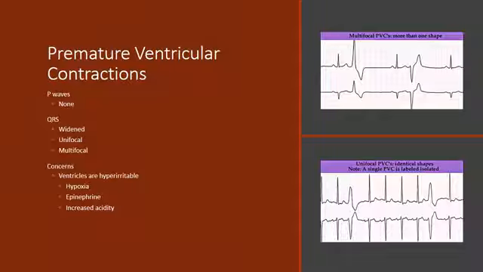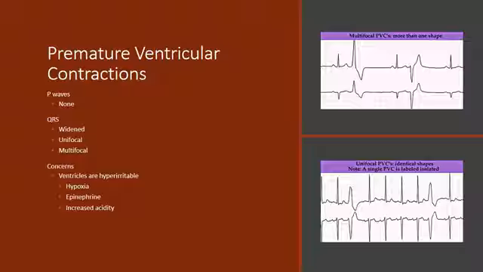Next, let's talk about premature ventricular contractions. As I mentioned before, we can have contractions of the ventricles if they've become irritable due to some catecholamines or a lot of other things that can make them hyperirritable. With PVCs, or premature ventricular contractions, we can identify them very easily because of their unique shape.